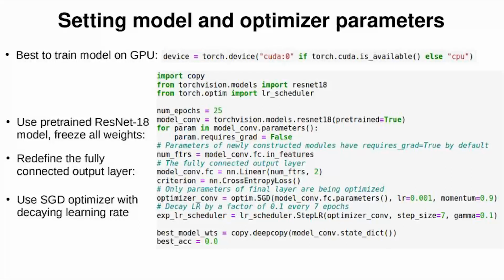We set the initial learning rate to 0.001 and the momentum for SGD to 0.9. We also schedule the learning rate to decay by a factor of 0.1 every 7 epochs, so that we make finer adjustments in the later training stages, when we get closer to the optimum model parameters.